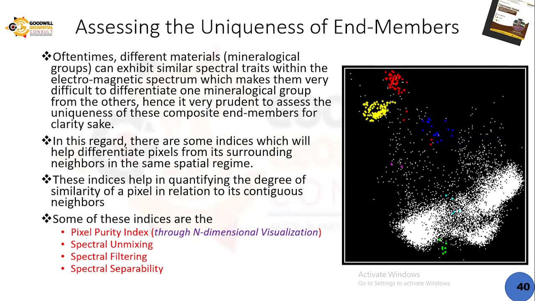In this regard, there are some indices which will help differentiate pixels from their surrounding neighbors in the same spatial regime. These indices help to quantify the extent of similarity of a pixel in relation to its contiguous neighbors.